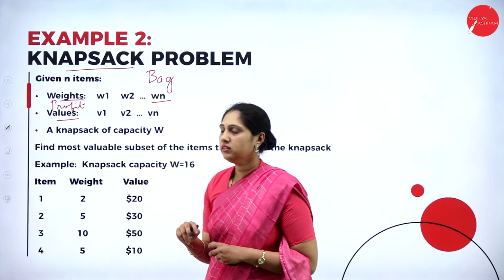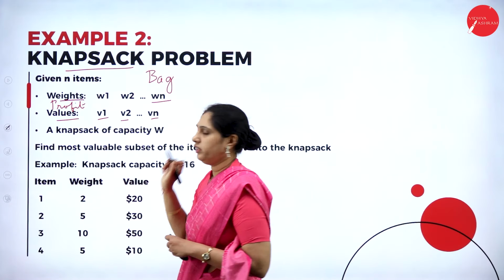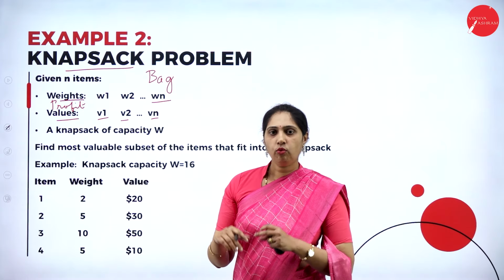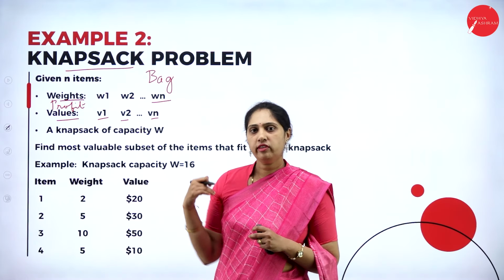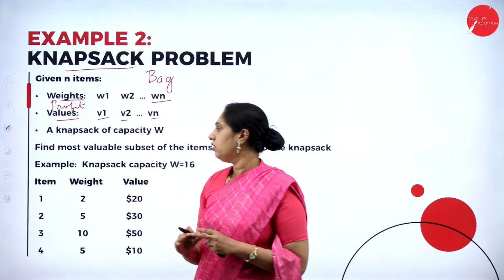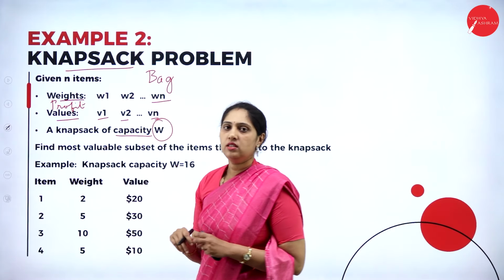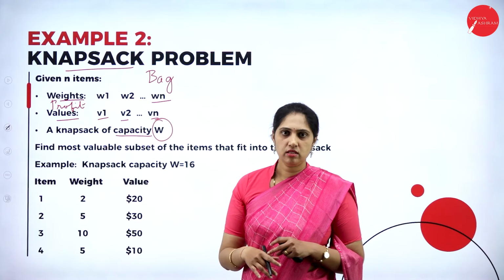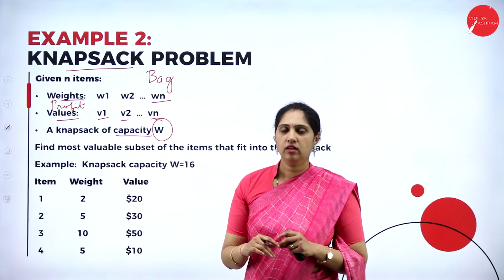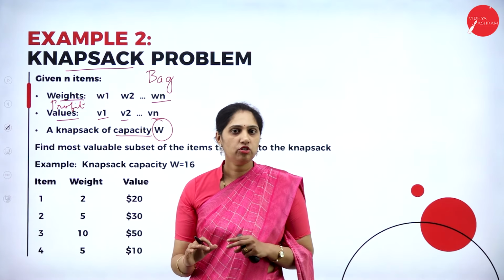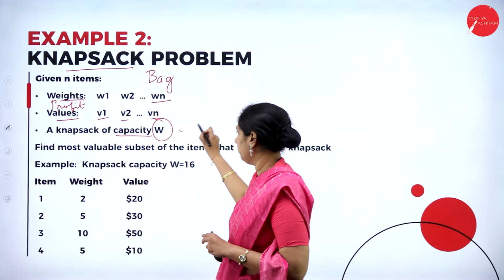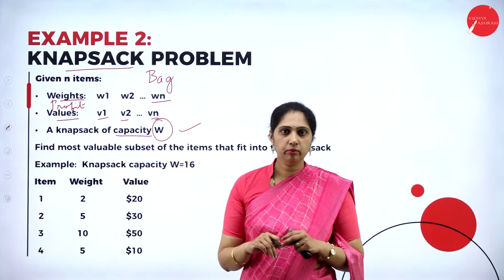What is the profit? V1, V2, Vn. So what is the method here? What do we have to follow? First, a knapsack will be given with a capacity of W. I can't insert many items inside the bag. A bag has a restriction: it should hold only so much weight. So that will be given. Capacity will be given in your input.